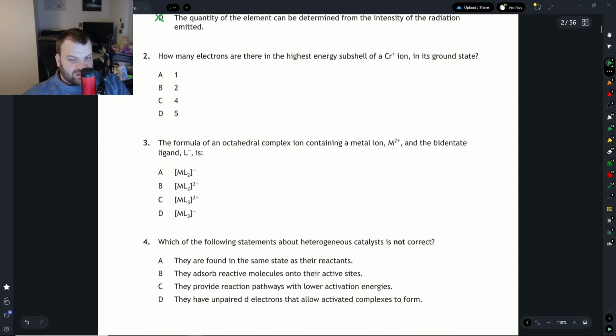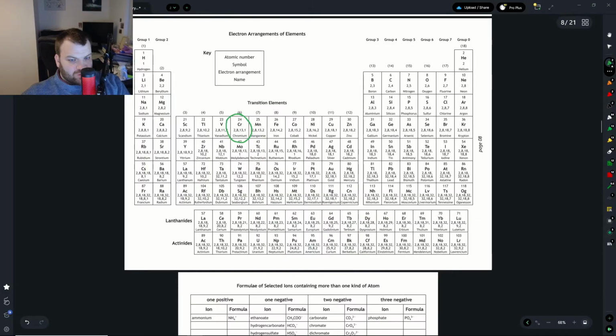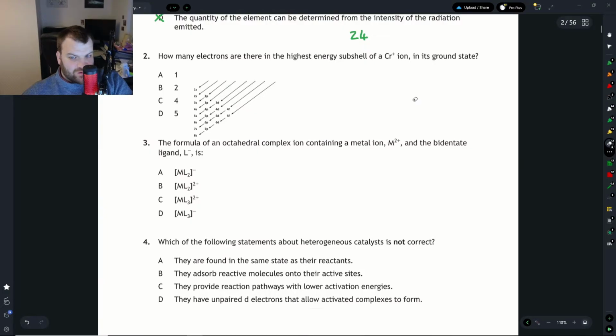Next one, how many electrons are in the highest energy subshell of chromium plus? First thing we should do is find out how many electrons chromium has. Chromium has 24 electrons. Following the Aufbau principle of filling the orbitals, we would therefore have 1s2, 2s2, 2p6, 3s2, 3p6, 4s2, and 3d4. We need to remember that chromium is one of our exceptions.